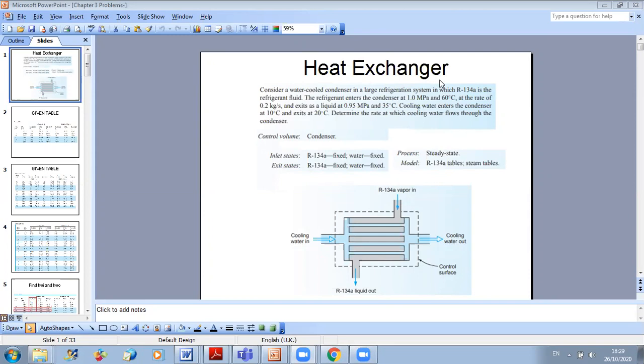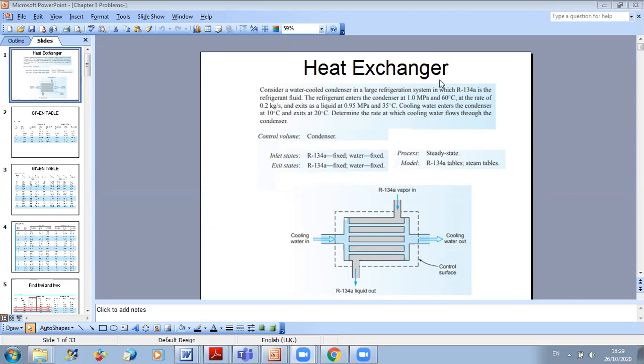Because at the level of the boiler and at the level of the condenser, what is happening? You are having exchange of heat between two fluids. In the boiler, your fluid is gaining heat. In the condenser, your fluid is losing heat. But the concept is the same. You are using a heat exchanger.